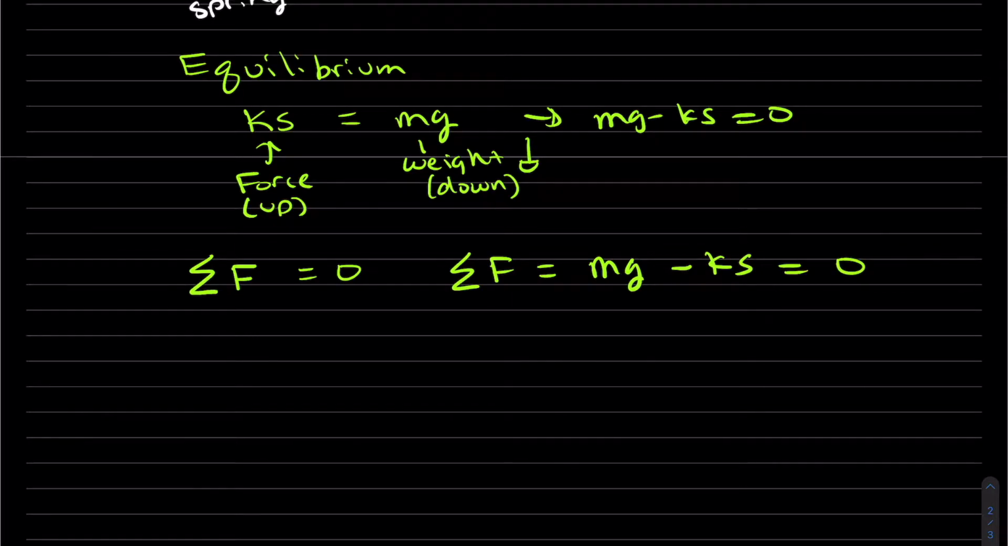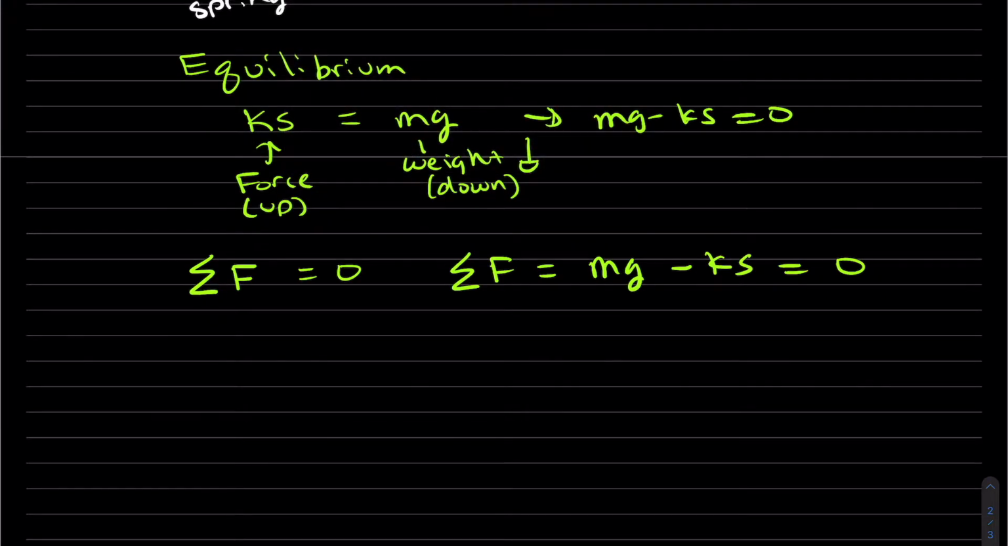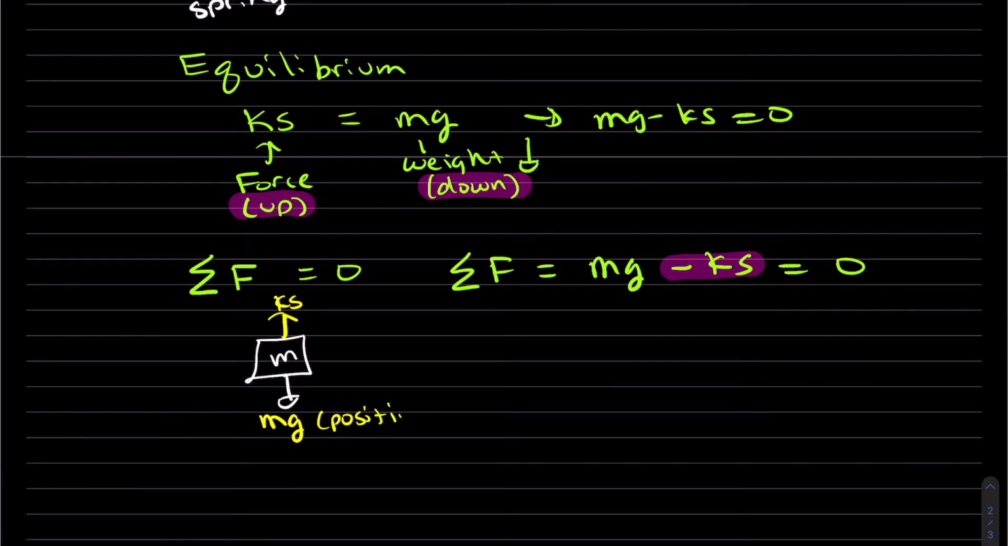Of course, we can subtract it either way, but as we can see here, we have decided that mg is down and Ks is up. Positive is going down, and negative is going up. So the sum of the forces acting on this mass that's not moving is 0. That's the picture that represents what we're doing.